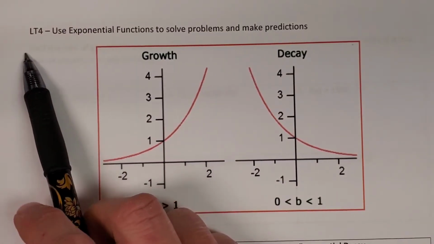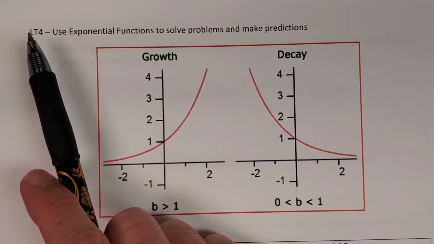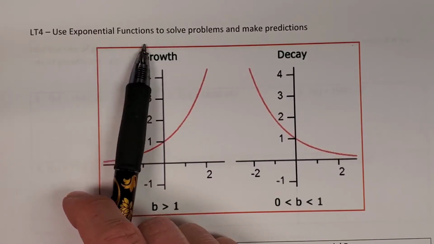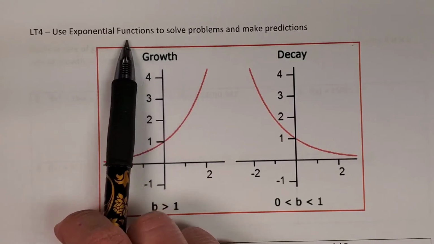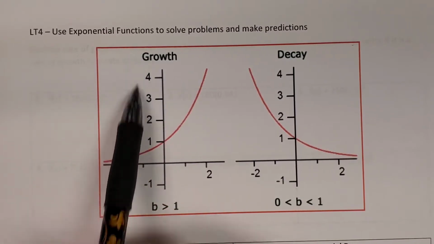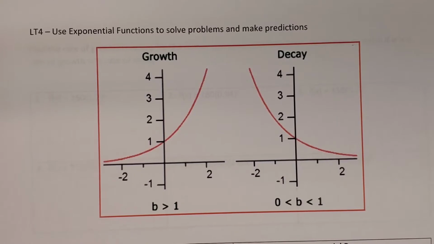Today we're going to talk about our final learning target for topic 6 in chapter 6 of our exponential functions. Our last learning target is to be able to use exponential functions to solve problems and make predictions. So we are going to talk about word problems today, or applications of the exponential function.